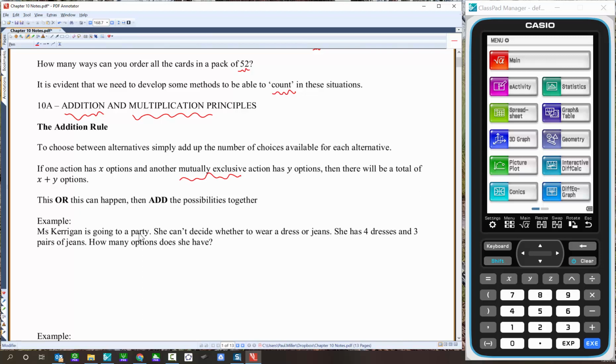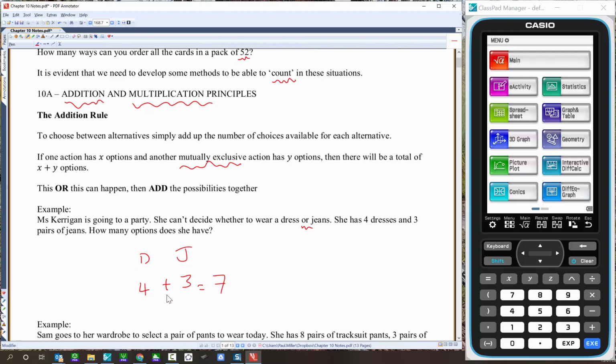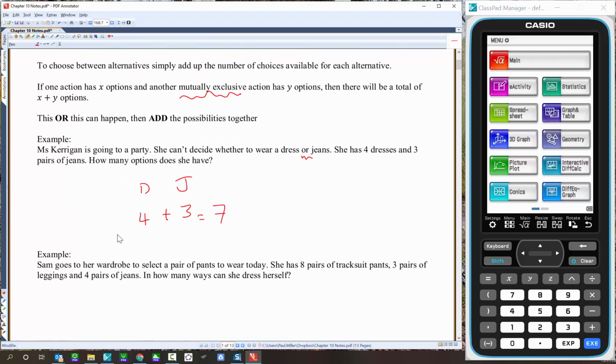Ms. Kerrigan is going to a party. She can't decide whether to wear a dress or jeans. She has 4 dresses and 3 pairs of jeans. How many options does she have? Well, we've got jeans, which is 3, and dresses, which is 4, and she's either going to wear jeans or a dress, so that's 4 plus 3, that's 7 possibilities. Notice that I added them, I used the addition rule.